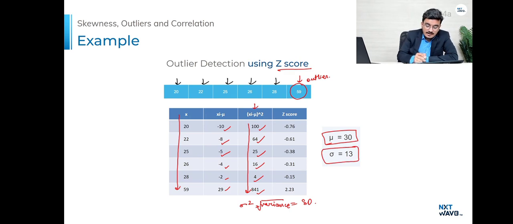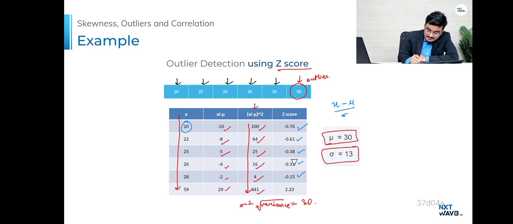Now I'll calculate the z-score for each and every observation in my data. So z-score is x minus mean upon standard deviation. So here my x is 20, 20 minus the mean value, which is 30, will give me minus 10, and minus 10 upon 13 will give me minus 0.76. Similarly, we can find the z-score for each observation.